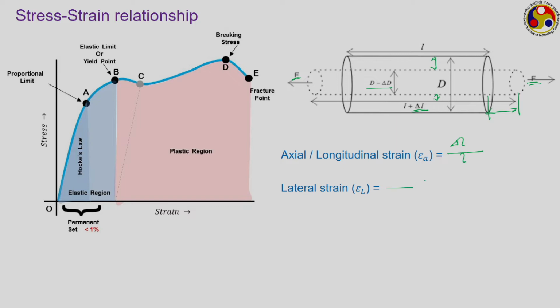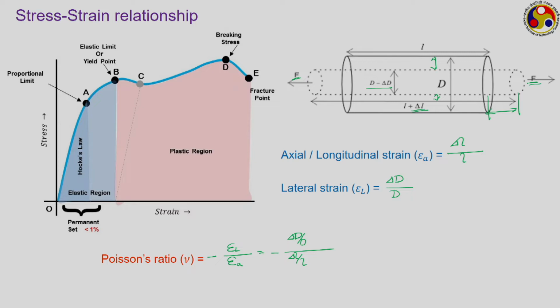Epsilon L, again it can be defined the same way, that is the change in length in that particular direction, delta D, divided by the original length in that particular direction, D, and the ratio of these two is given by the very famous number, which is the Poisson's ratio, defined as minus of the lateral strain to the axial or longitudinal strain, that is minus of delta D upon D by delta L upon L.